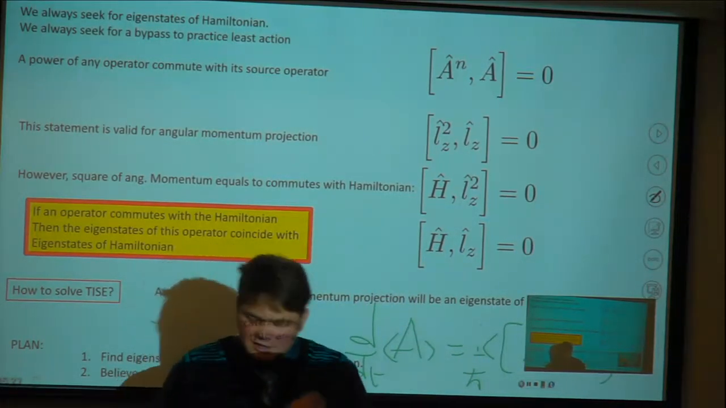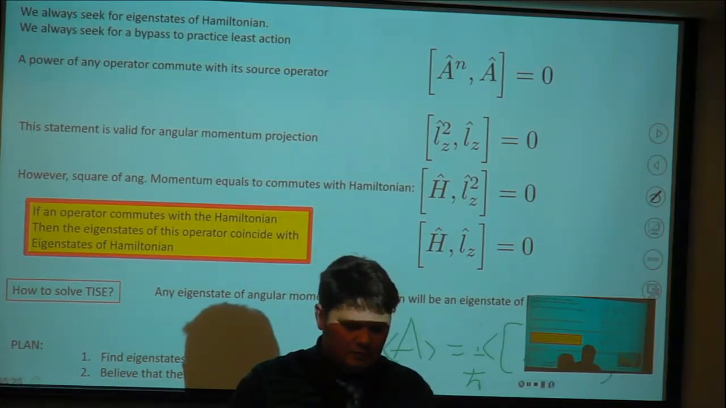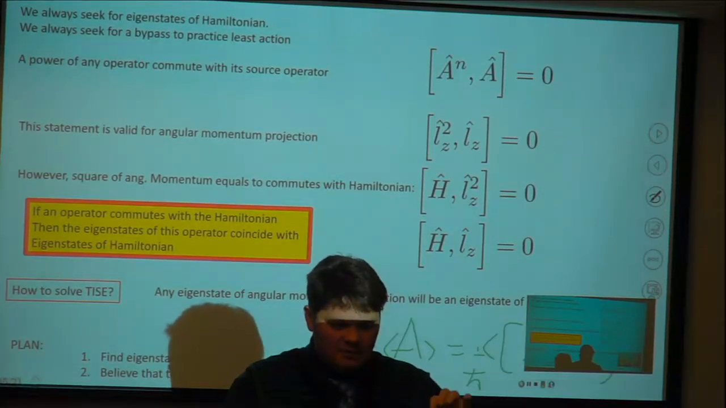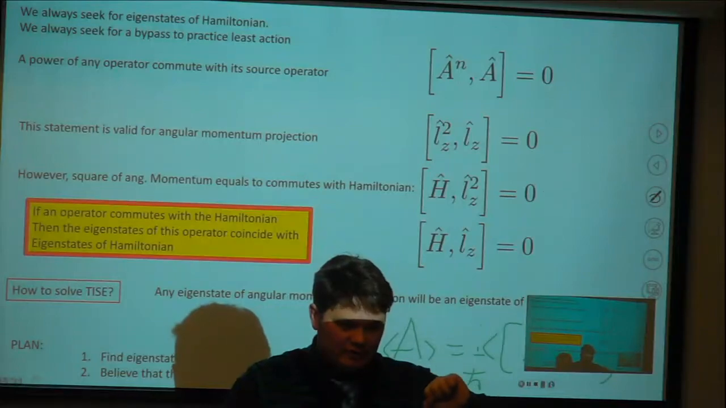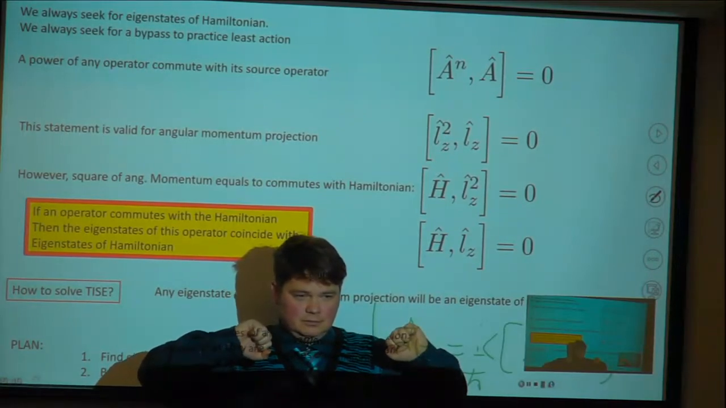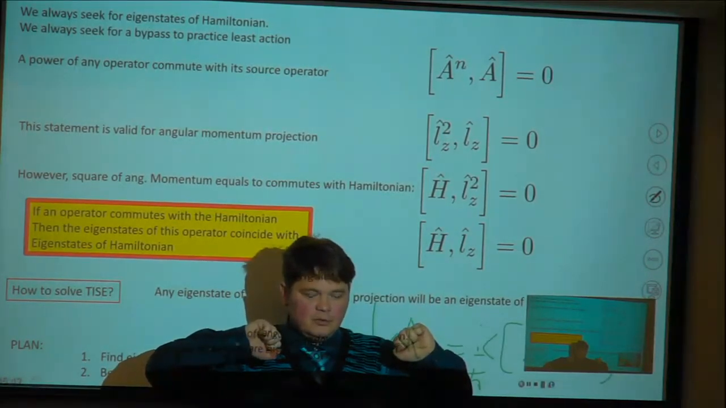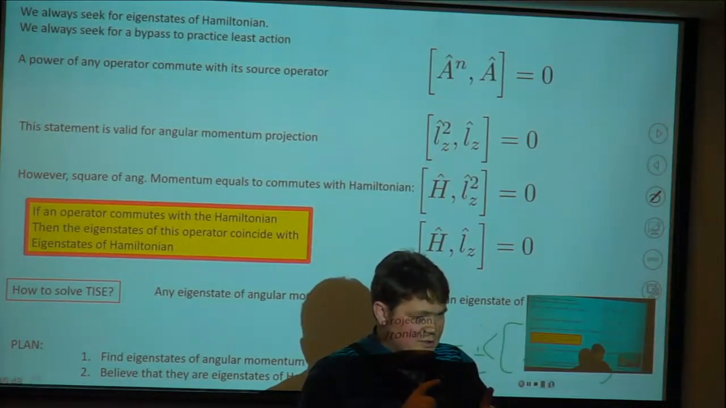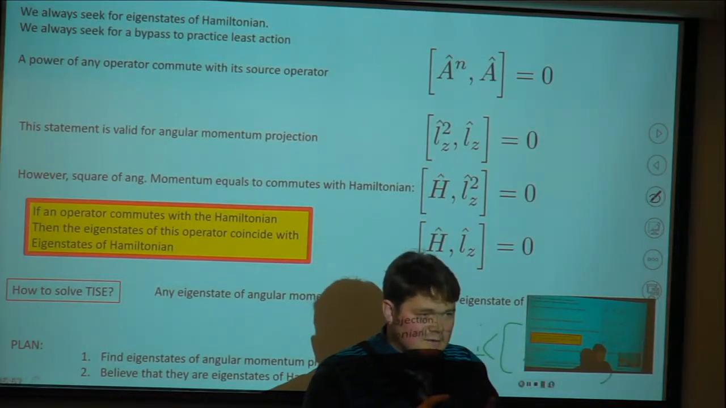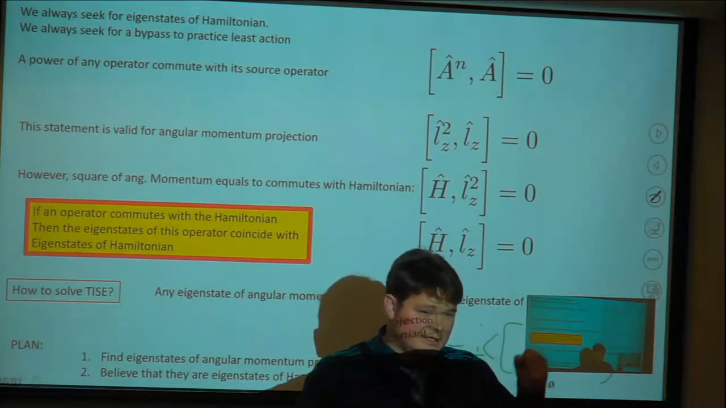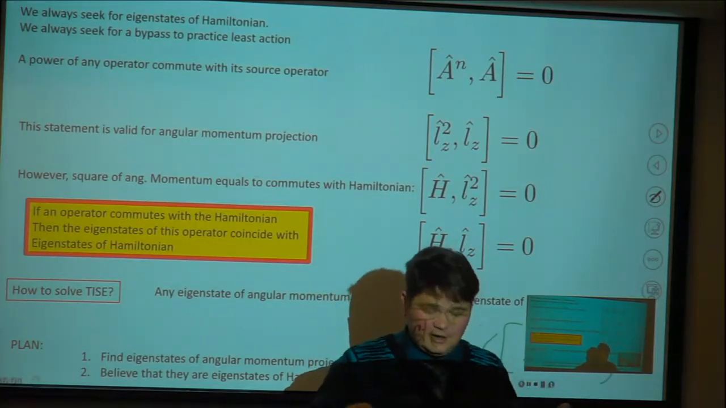And there is another consequence. If the operator of an observable commutes with the Hamiltonian, then eigenstates of this operator and eigenstates of the Hamiltonian do coincide, and otherwise. So if we find such an operator whose commutator with the Hamiltonian is 0, then instead of finding eigenstates of the Hamiltonian, we can find eigenstates of this operator, and otherwise. They will be the same.